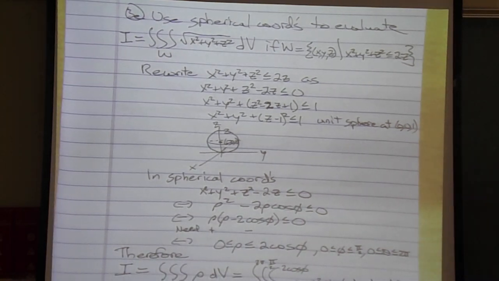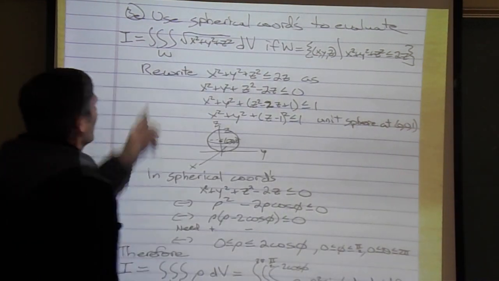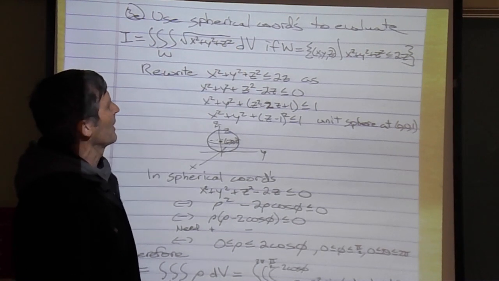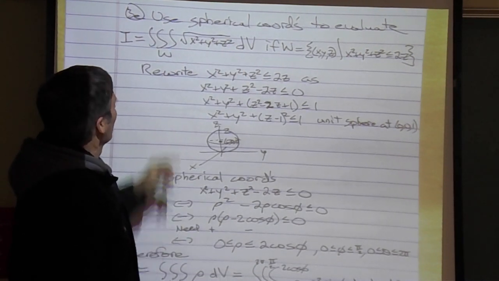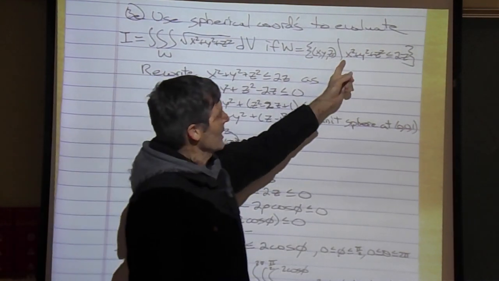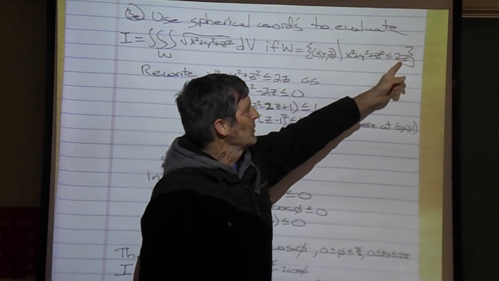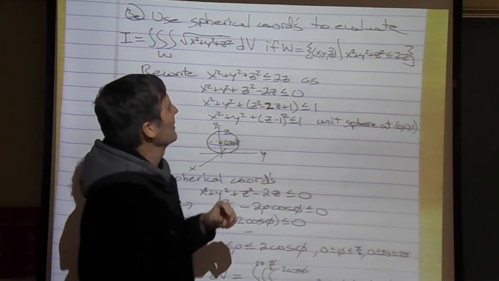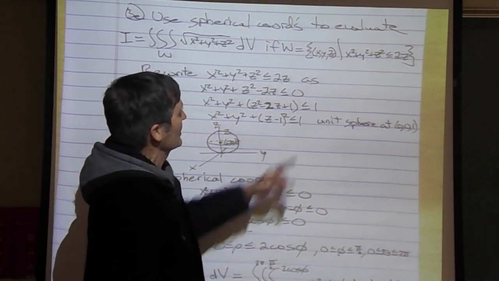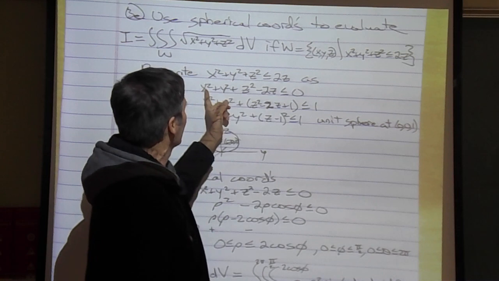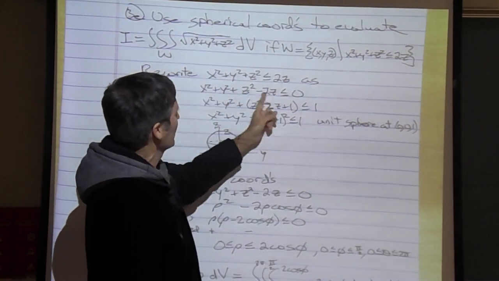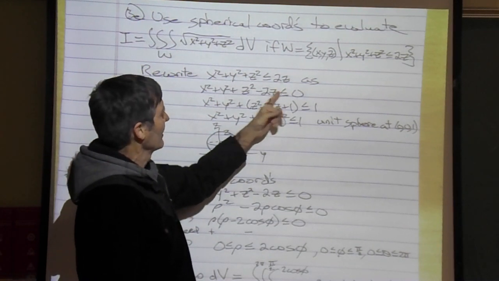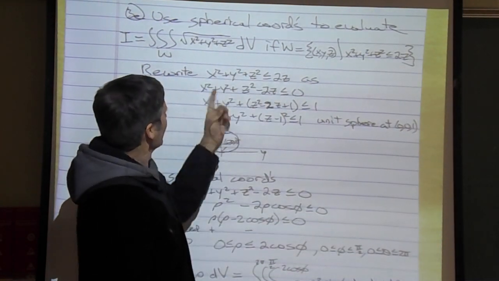On this one, we want to use spherical coordinates to evaluate this triple integral of the square root of x squared plus y squared plus z squared, if W, the region over which we're integrating, is x squared plus y squared plus z squared less than or equal to 2z. What's that? That equation doesn't look familiar. There's a trick. We go back to the section on spheres and say if we subtract 2z from each side, it becomes x squared plus y squared plus z squared minus 2z less than or equal to 0. Actually, since it's less than or equal to, it's significant here too.